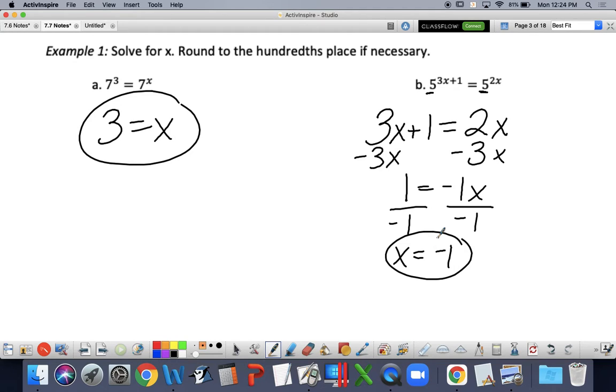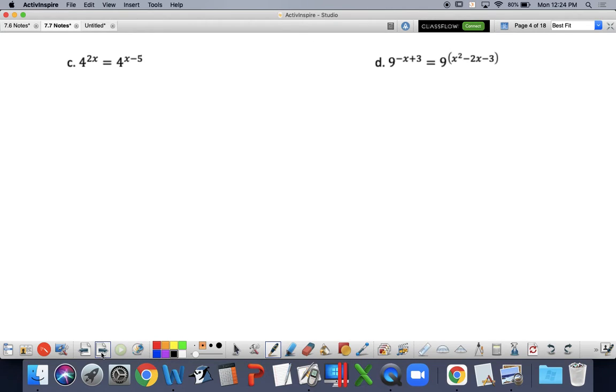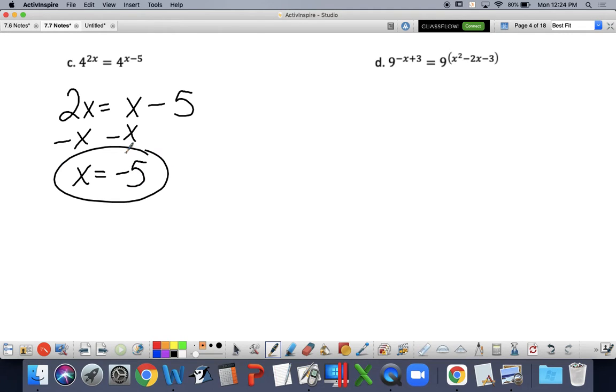And then we can check. Plug it back in: 5 to the negative 3 plus 1, which is negative 2, is equal to 5 to the negative 2. Yep, it all checks out. All right, letter C, very similar. We have the same base, so we can just set our exponents equal to each other and solve. I get x is equal to negative 5.